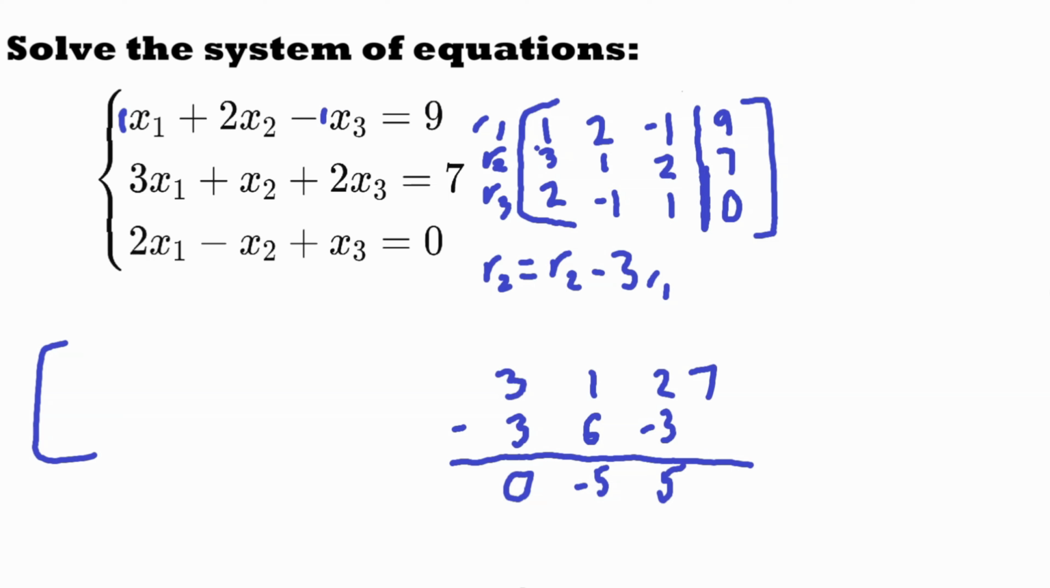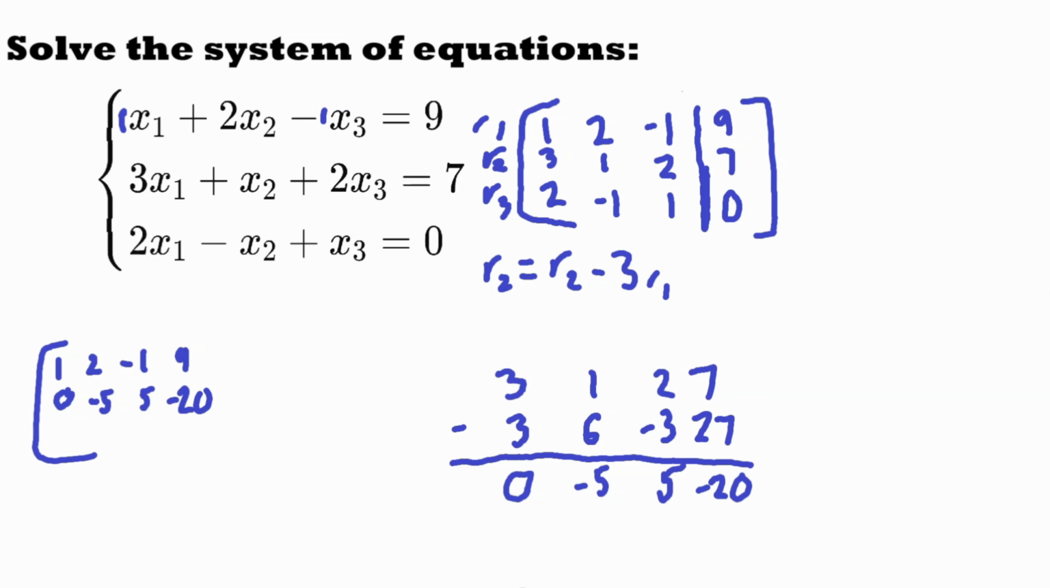Okay? Because we multiply the whole first row by 3 here. So what is 9 times 3? It's 27 actually, not 21, okay? I apologize for that. So 7 minus 27 is negative 20, okay? So now we write in this new second row that we have. So let's write in the first row, first of all: 1, 2, negative 1, 9. We write in our new second row: 0, negative 5, 5, negative 20.